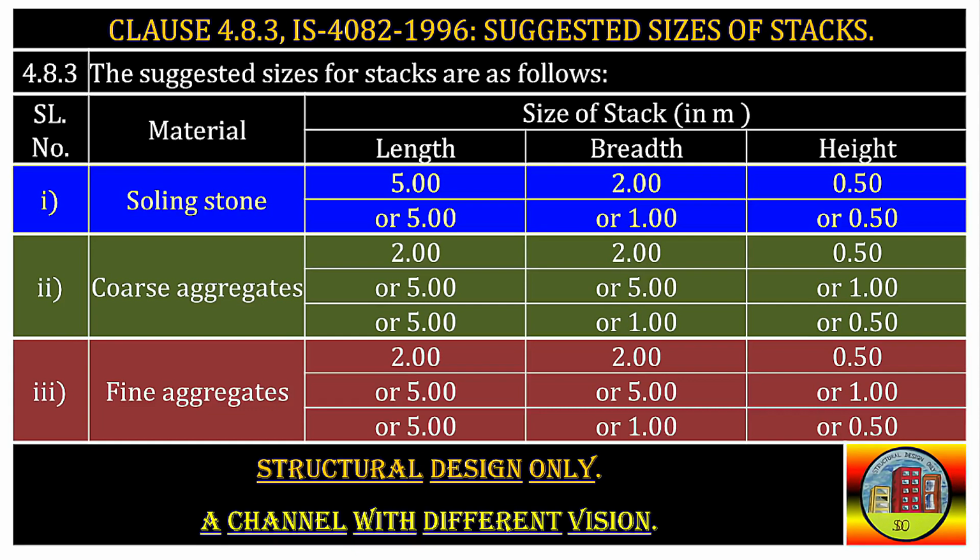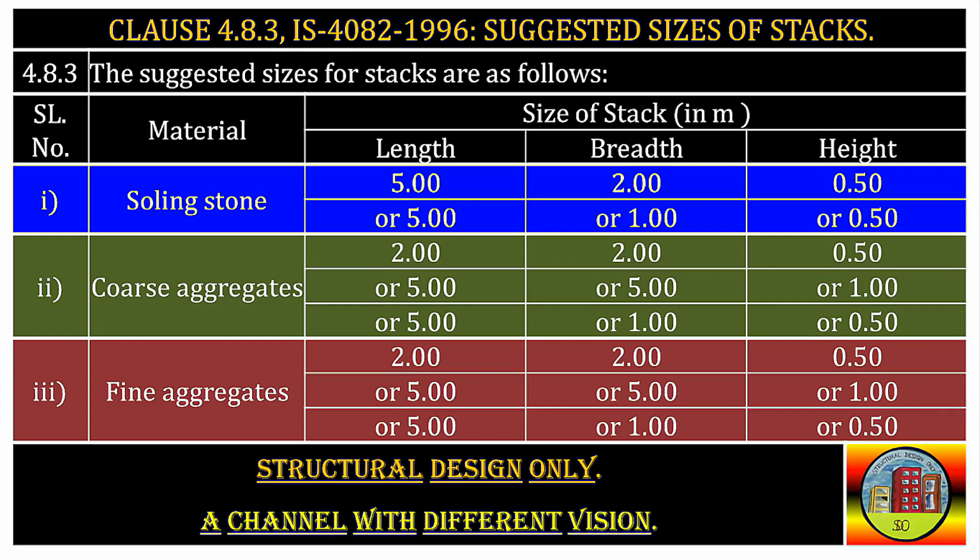Column 1 serial number, column 2 material, column 3 divided into 3 parts: the size of stacks in meters, length, breadth and height. Soling stone, first option: length 5 meter, breadth 2 meter and height 0.5 meter, or length 5 meter, breadth 1 meter and height 0.5 meter.